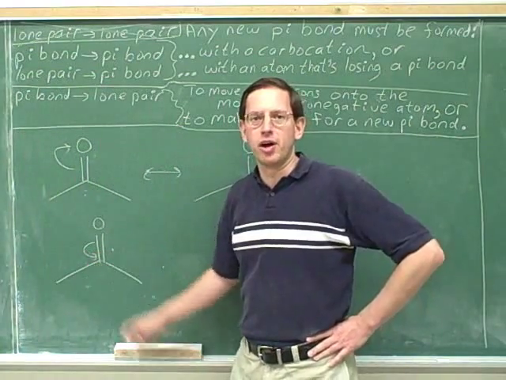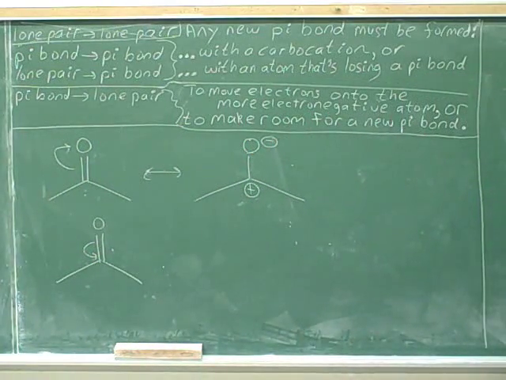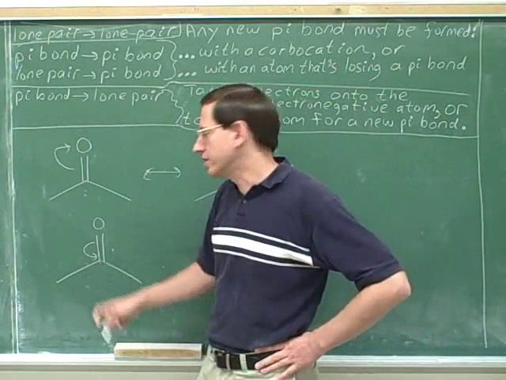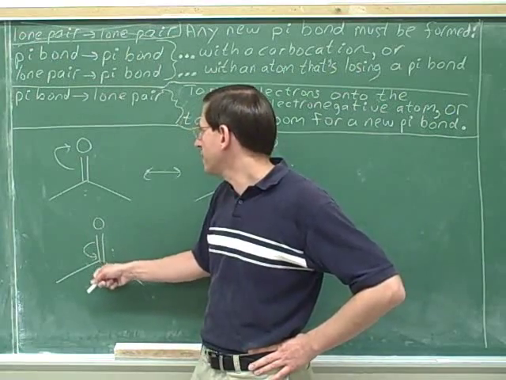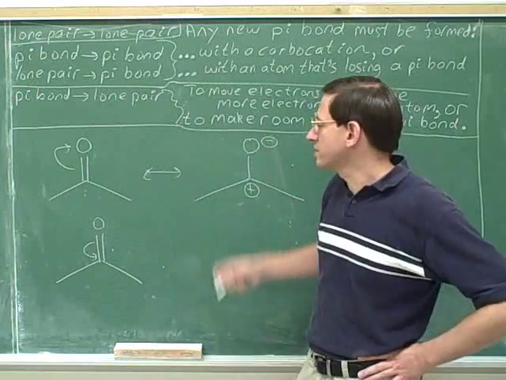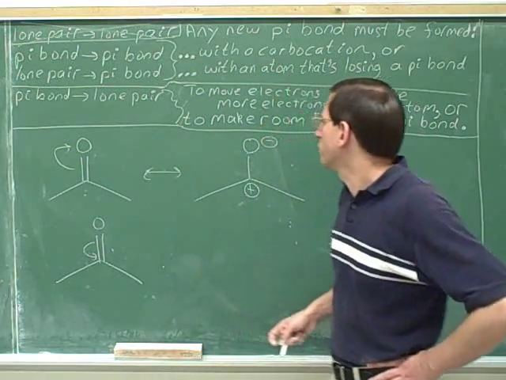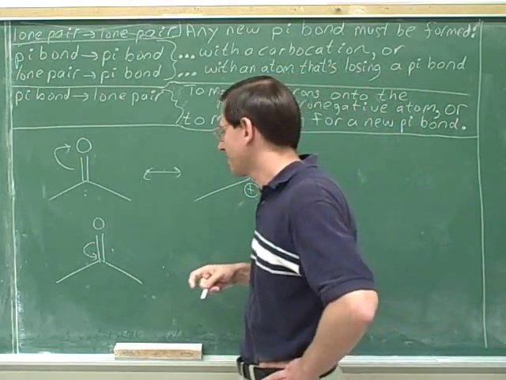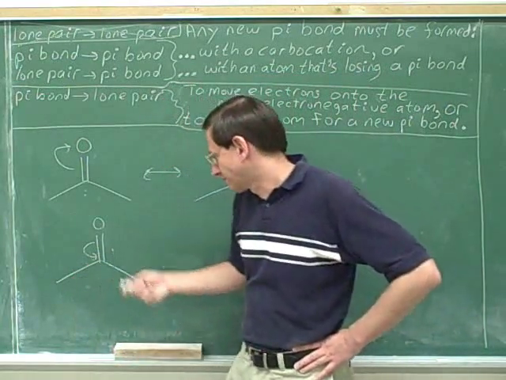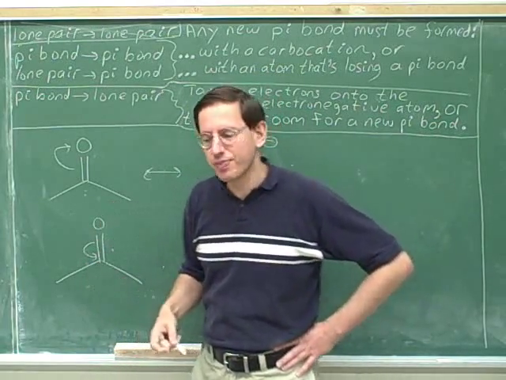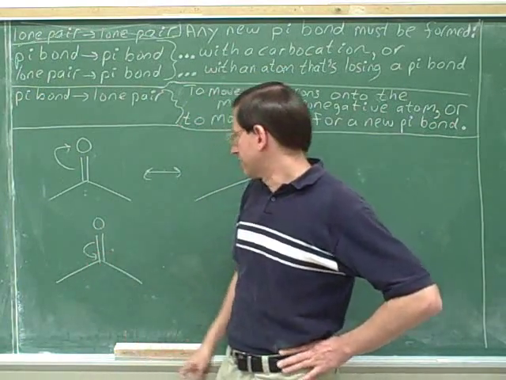Is this going to be a helpful arrow? I hope you gave that some thought. Now the head of this arrow is pointing directly at this carbon, so we are taking this pi bond and making it into a lone pair. Pi bond to lone pair. We know there's only 2 good reasons for doing that, and one of them is to move electrons onto the more electronegative atom. But we're not doing that here. We're moving the electrons onto the carbon. That's the less electronegative atom. So this does not look like it's going to be good.